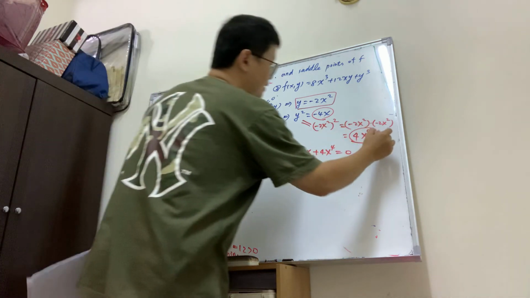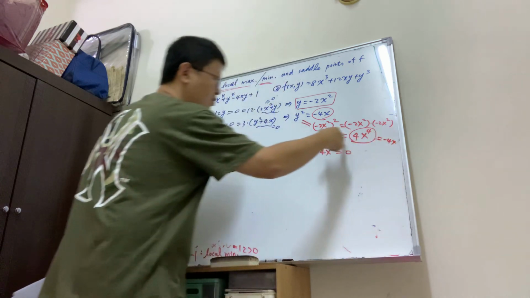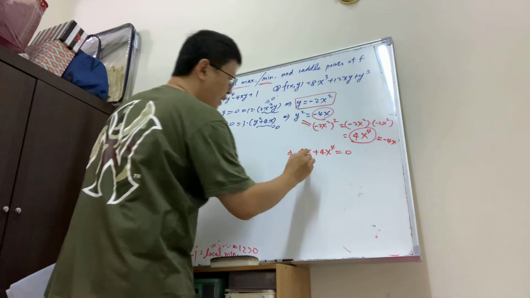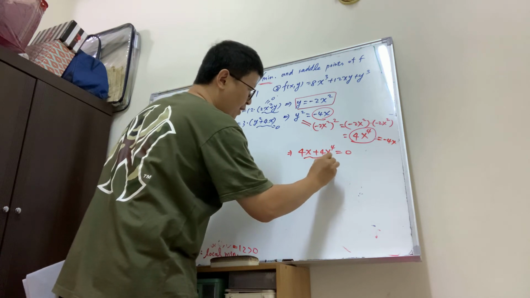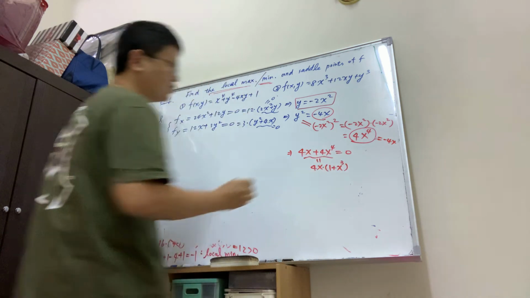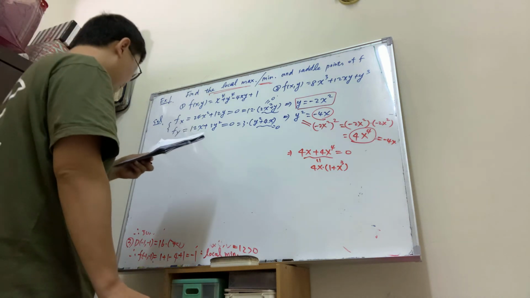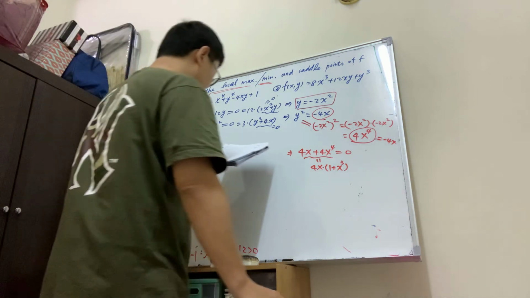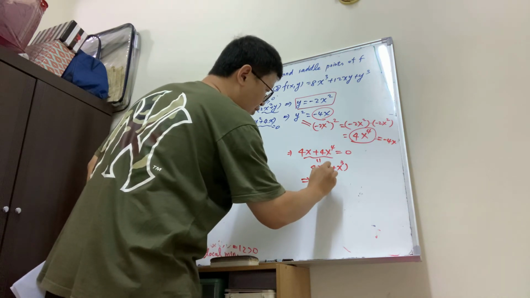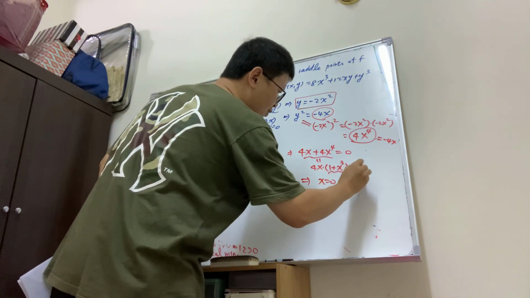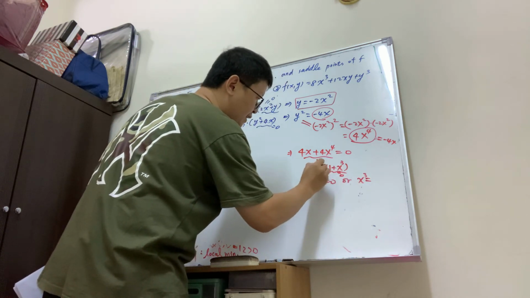I mean this term is equal to negative 4x. So move it to the left hand side, and you take out the common factor 4x, then you have 1 plus s to the power of 3 equals 0. Okay, then what can we have? s equals 0 or s cubed plus 1 equals 0.